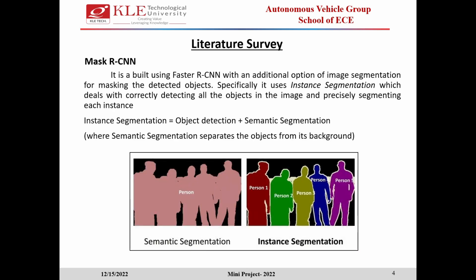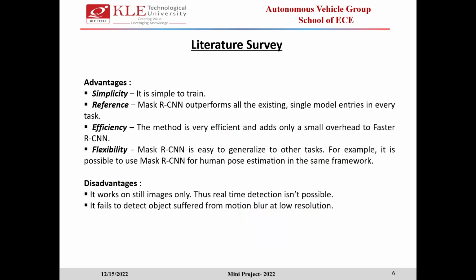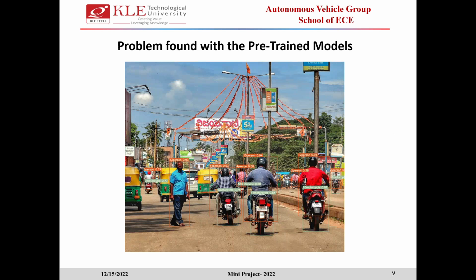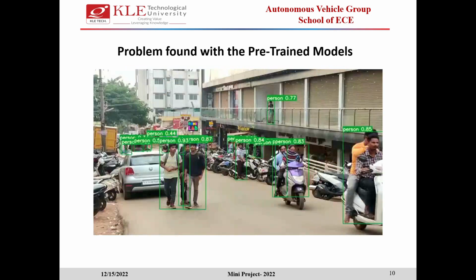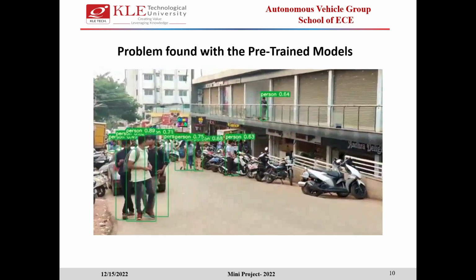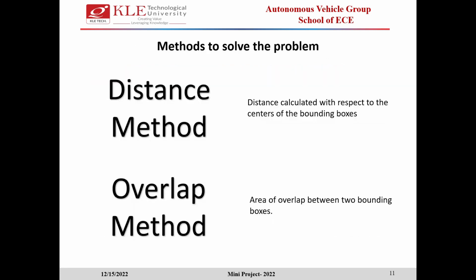We have done the literature survey on Mask R-CNN and YOLO algorithms. We found a problem with pre-trained models: the person sitting on the motorcycle is not a pedestrian, but the pre-trained models detect them as a person, so we have to differentiate between a person and a pedestrian. The same problem was seen with the video, so we came up with two methods. One is the distance method and the other one is the overlap method.